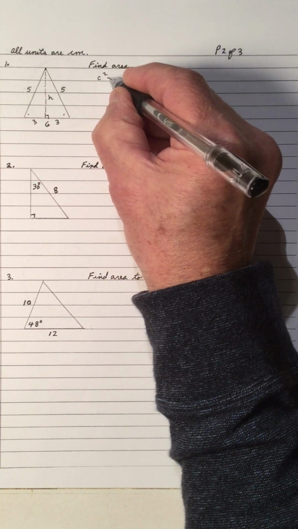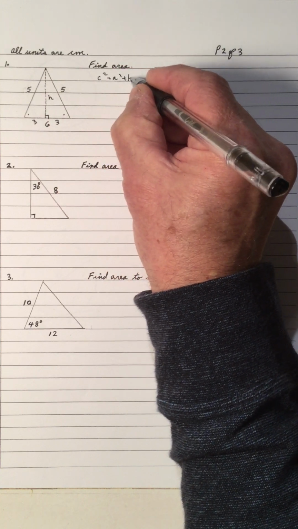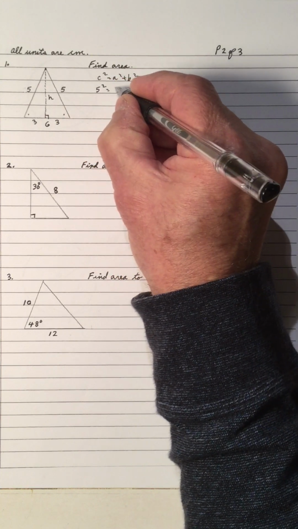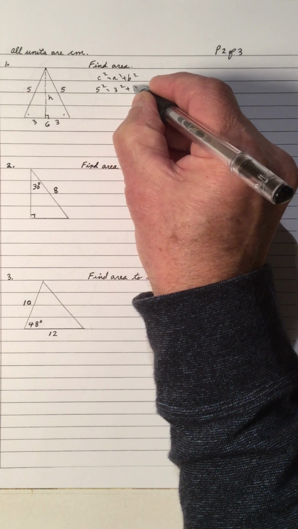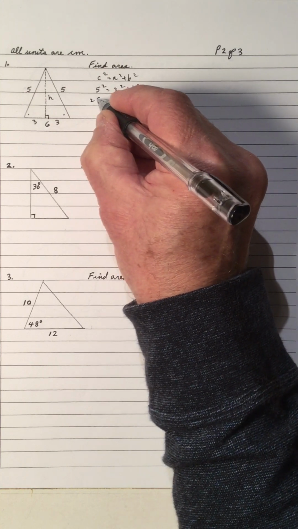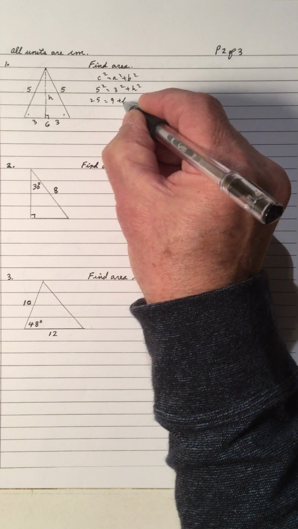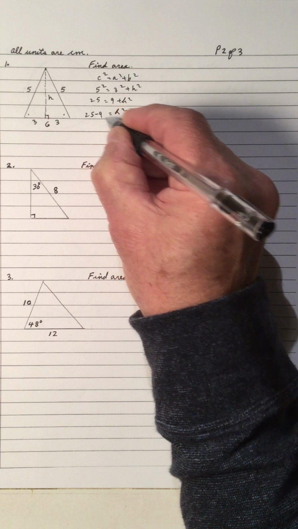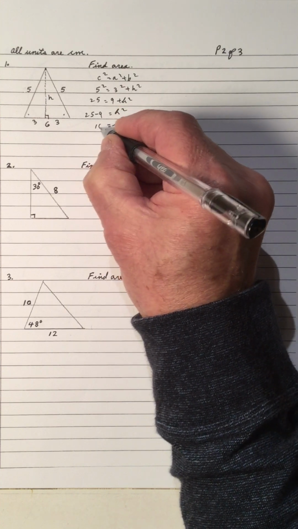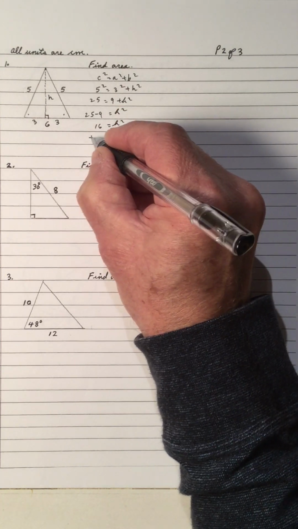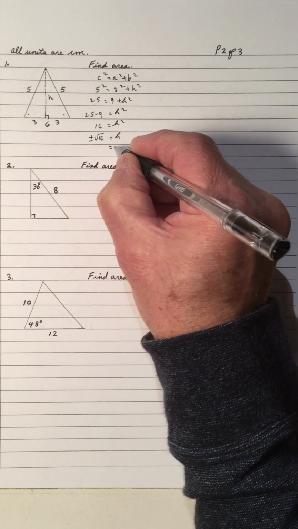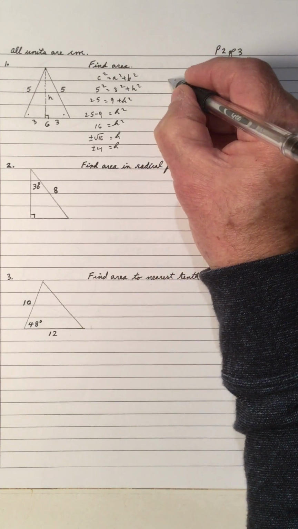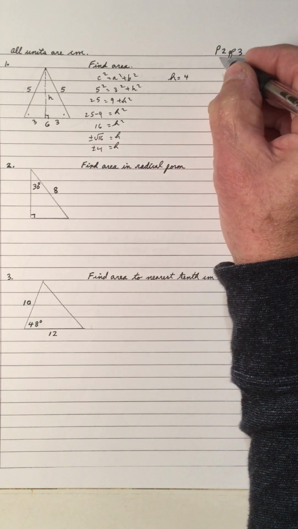So c squared is a squared plus b squared. C is the hypotenuse, which is 5, and a is 3, and b is h, the height. So 25 = 9 + h squared. So h squared is 25 minus 9, so h squared is 16. So h is plus or minus the root of 16, so h is plus or minus 4. We'll say the height is 4 because we can't have a negative.